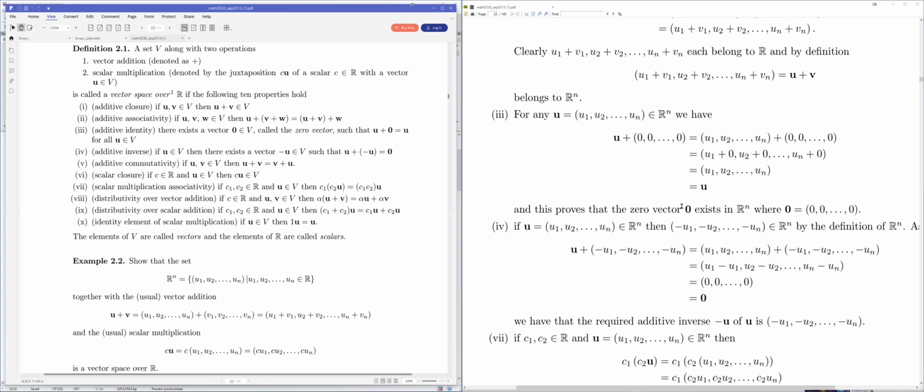Or well, more precisely, what you showed is that this 0 vector, which consists of all components 0, has this property that u plus 0 is equal to u.